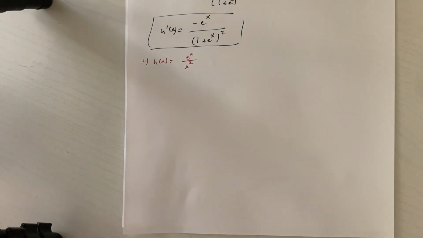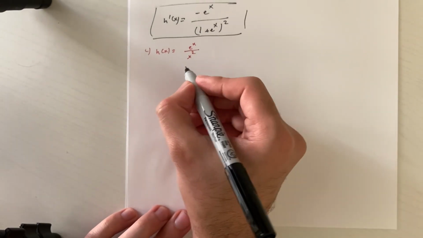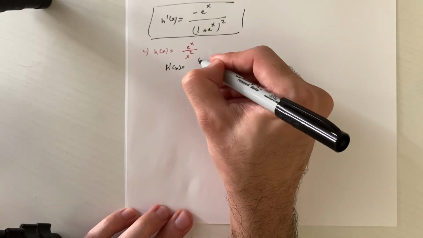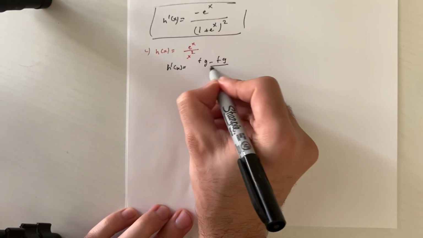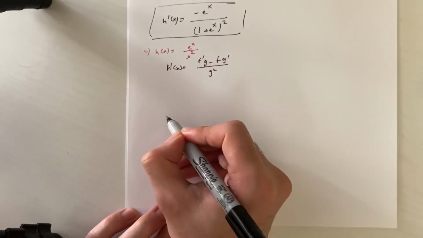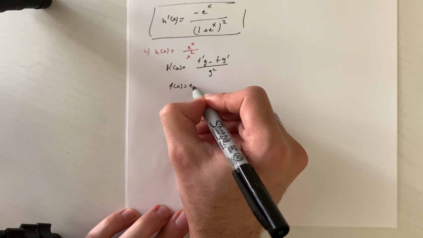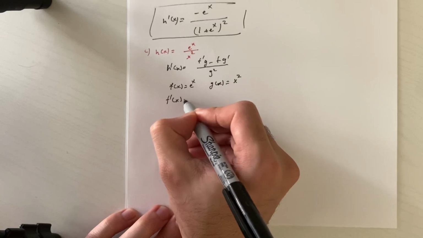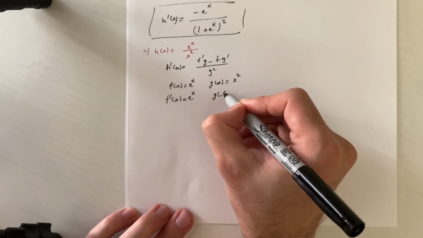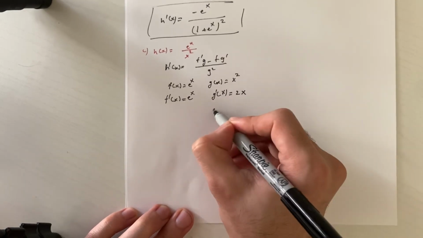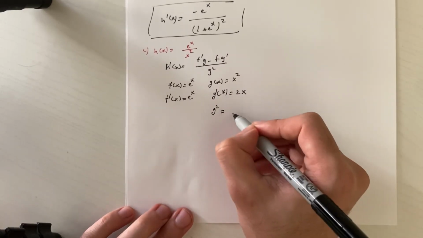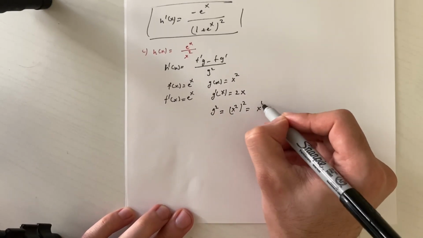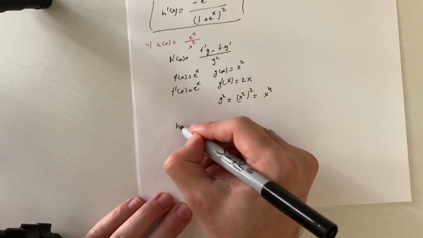Here again we have a function and we want to use the quotient rule to find its derivative. We start by writing the quotient rule. So now what we want to find is f, g, and their derivatives. f of x will be the top, g of x will be the bottom, and then we find their derivatives. We use the exponential derivative for the first one, and then for the second one we use the power rule. g squared will be just x squared to the power of 2, and then we can multiply the powers to get 4.